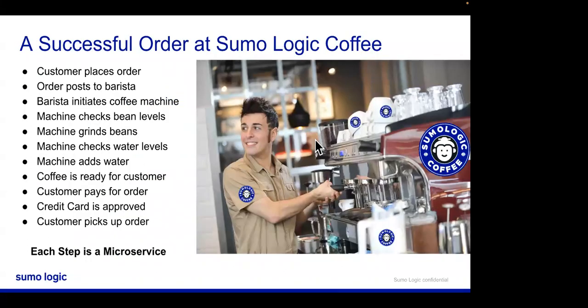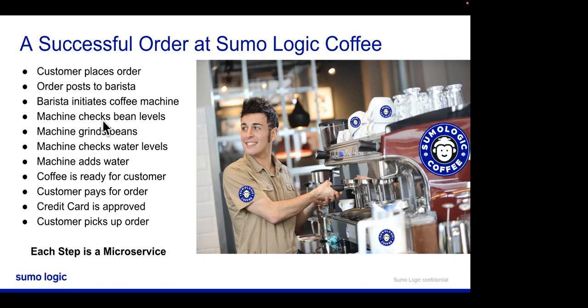In fact, if you go to Sumo Logic Coffee and you see the Bartista back there doing his or her things, this is the process that kind of happens, right? A customer places an order, the order posts to the Bartista. The Bartista fires up the coffee machine.